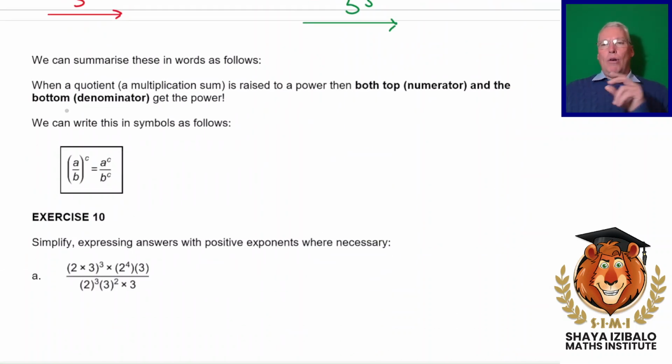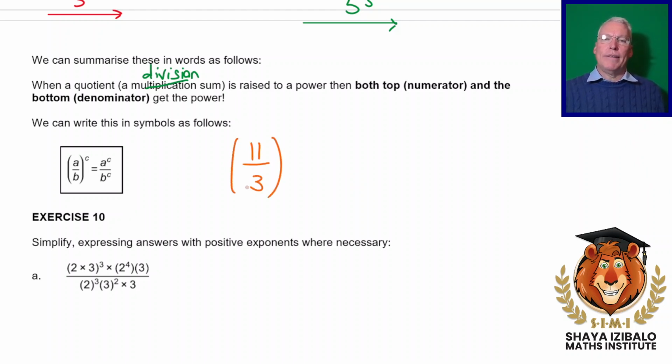Okay. So when a quotient, and this should say, sorry, not a multiplication sum, a division sum, is raised to a power, then both the top and the bottom get that power. Okay, so we've written it in symbols here. But let's just do another one without symbols. If we had 11 over 3 and we raised that to the power of 4, then that would be 11 to the power of 4 over 3 to the power of 4.